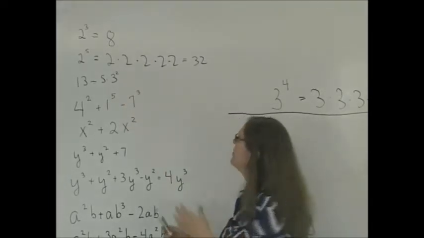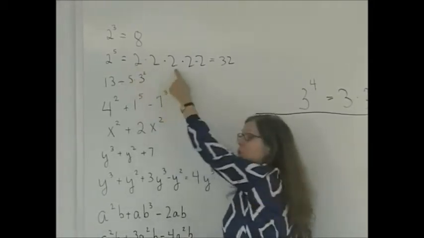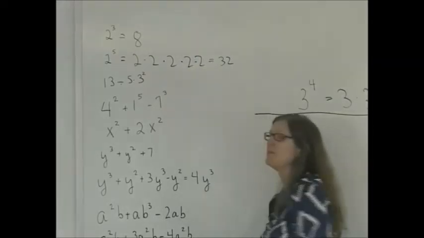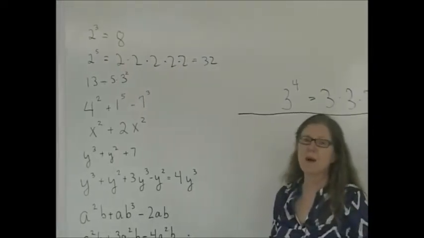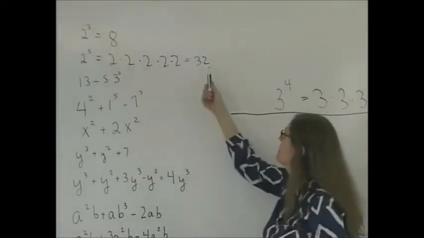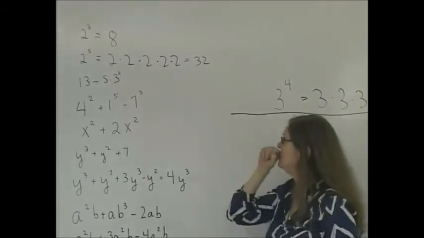Or I could have done this. I could have said 2 times 2 is 4. 4 times 2 is 8. 8 times 2 is 16. 16 times 2 is 32. That would be another way of grouping the factors to get the answer. It would be the same answer. It's just 2 different ways of doing it.